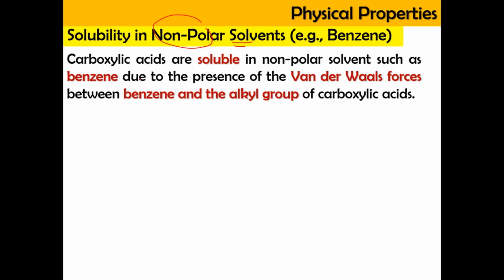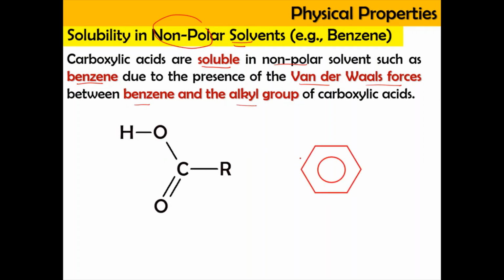But now non-polar solvent, for example, benzene. Carboxylic acids are basically soluble in non-polar solvents such as benzene. This is due to the presence of van der Waals forces between benzene and the alkyl group of the carboxylic acid. So let's say we have a carboxylic acid here, and then we have a benzene solvent in the beaker.